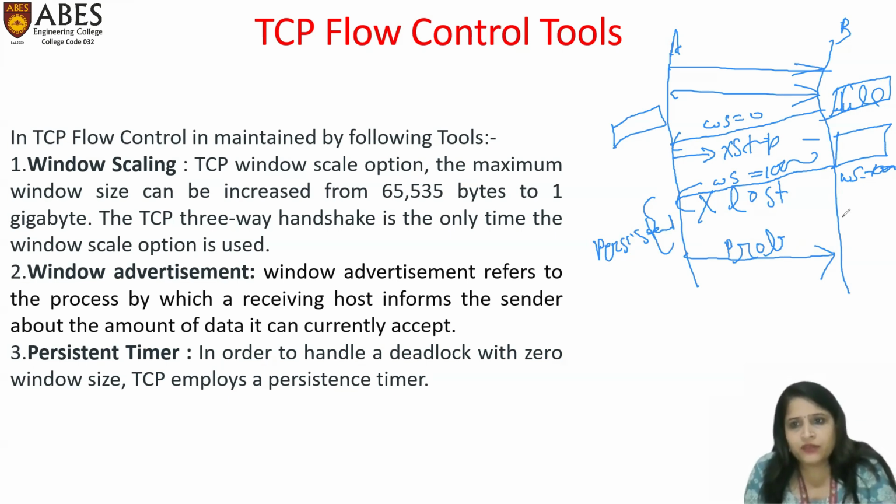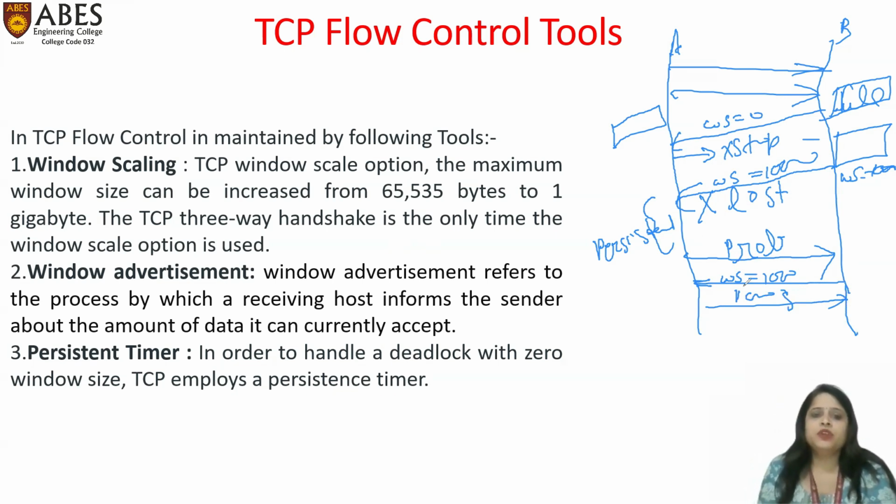Are you ready? The server will reply to this message with its available window size, that is 1000 bytes. So what happens in that case? The client will again send more data to the server. So this is called the persistent timer. In order to handle a deadlock with zero window size, TCP employs a persistent timer. So basically, to handle the zero window size situation, we also use this concept.